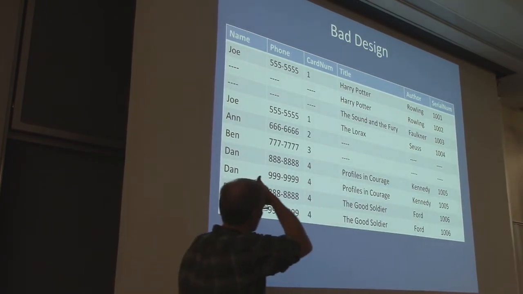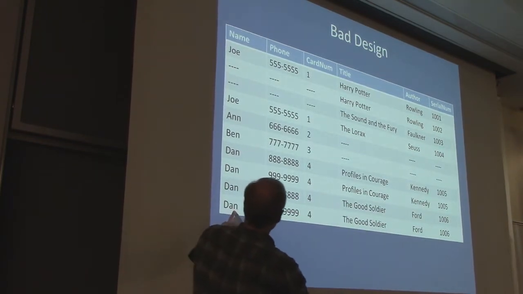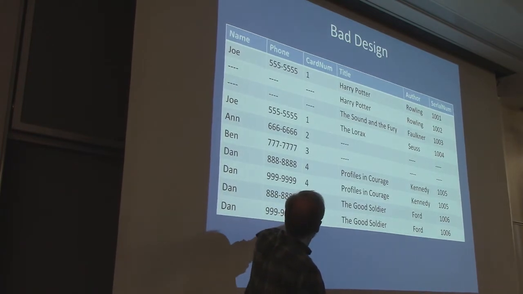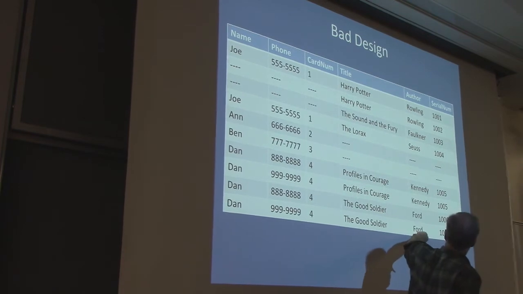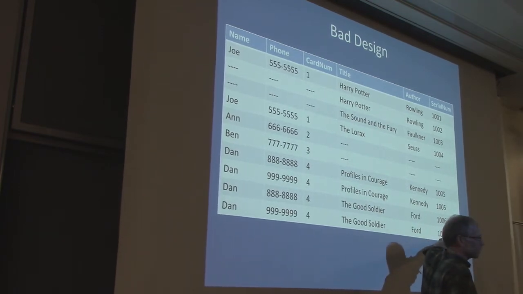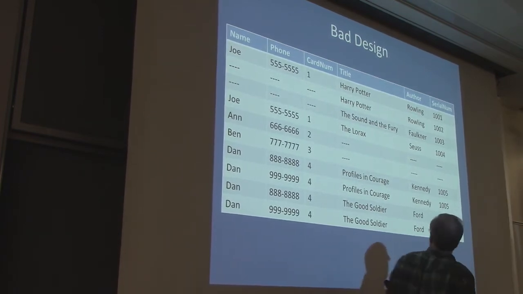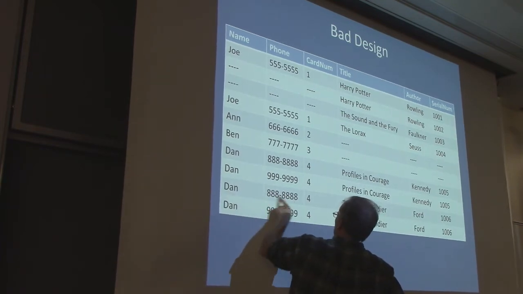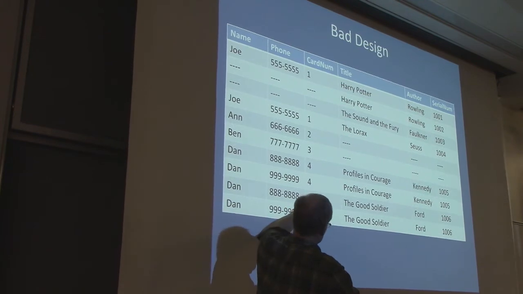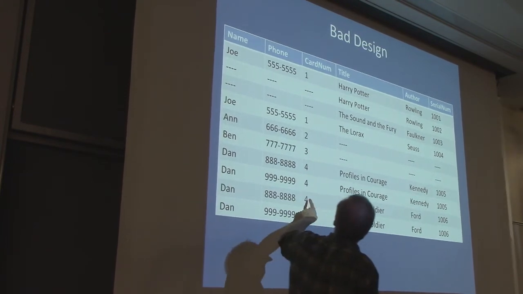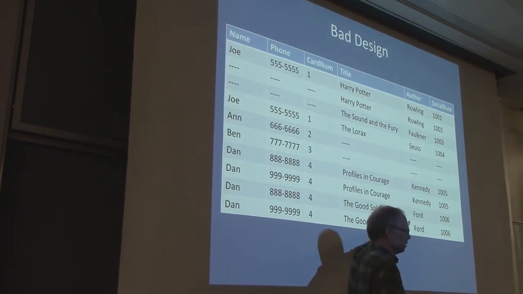Yeah? Dan has checked out The Good Soldier. Right. Dan, who has this phone number and has card number 4, has checked out The Good Soldier, which is written by Ford and has serial number 1006. Okay? This also says that Dan, who has this phone number, he has 2 phone numbers, has card number 4 and has checked out the same book.